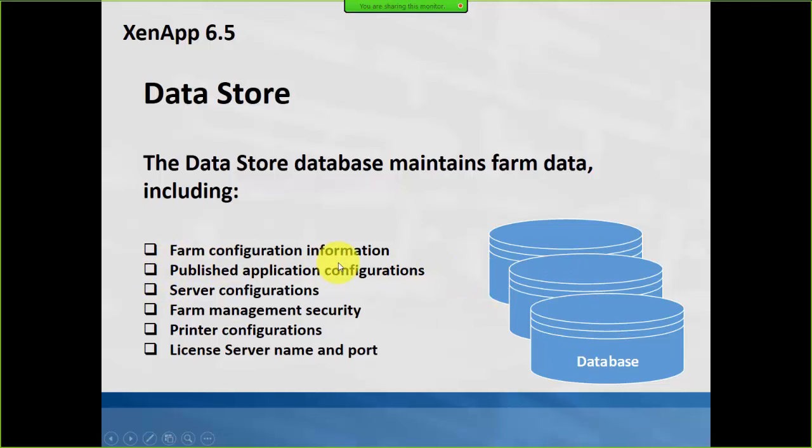Farm configuration information, published applications. So we deploy MS Office, Adobe Acrobat, or any other Microsoft application. Server configurations. We're going to be doing all the configuration now, so everything will be stored here in the data store. Management security, printer configurations. That's going to be tough, but we're going to try to have that configuration done. License server name and port. So any kind of configuration-related and application-related information will be stored in the data store and will be accessed by both servers.